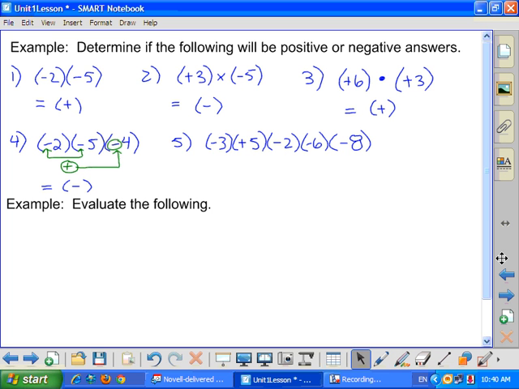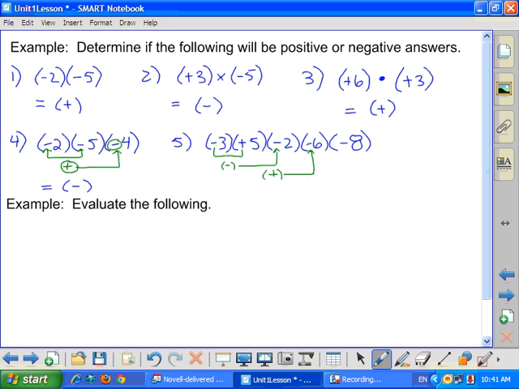So don't panic over that. All I want to do is I want you to tell me whether it's a positive or a negative result. So we know that when we multiply the first two numbers together, I'm going to end up with a negative. When I take that new number and multiply it with the -2, a negative and a negative, I now have a positive number.